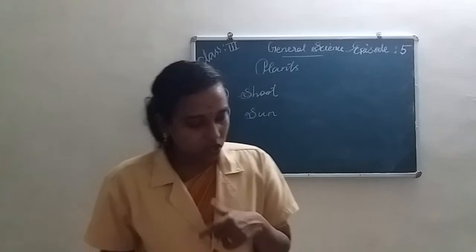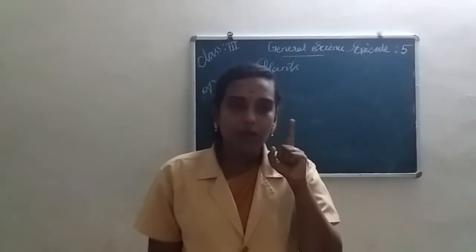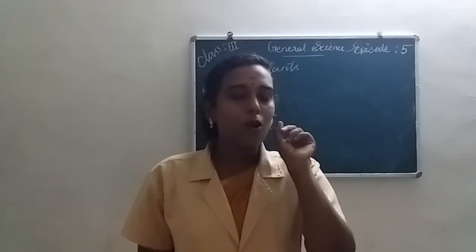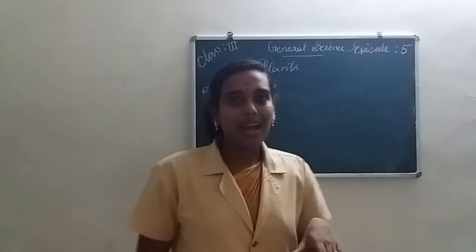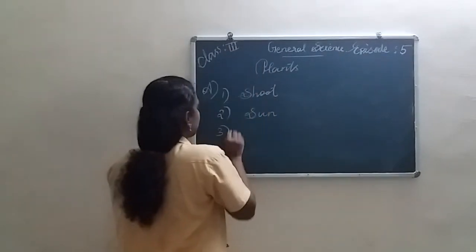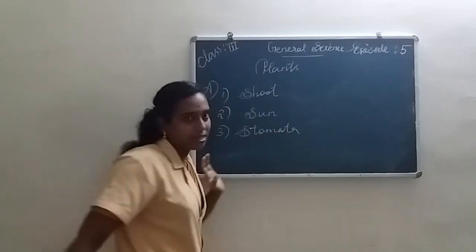And the third question, the lower part of the leaf has many tiny pores called, the tiny pores or openings present on the leaves are called, yes, stomata. The tiny pores present on the leaves are called stomata. Tick the correct answer.